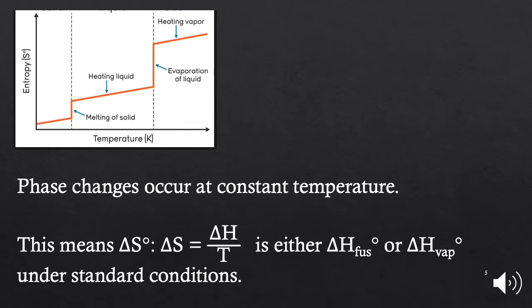During phase changes, temperature remains constant. Each phase change of every compound or element has a temperature and a change in enthalpy. If you divide the change in enthalpy by the temperature, you can calculate the change in entropy. The small circle exponent denotes standard conditions.